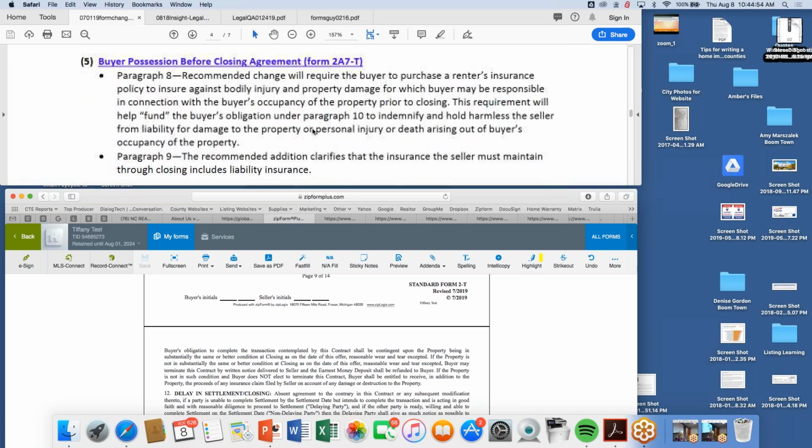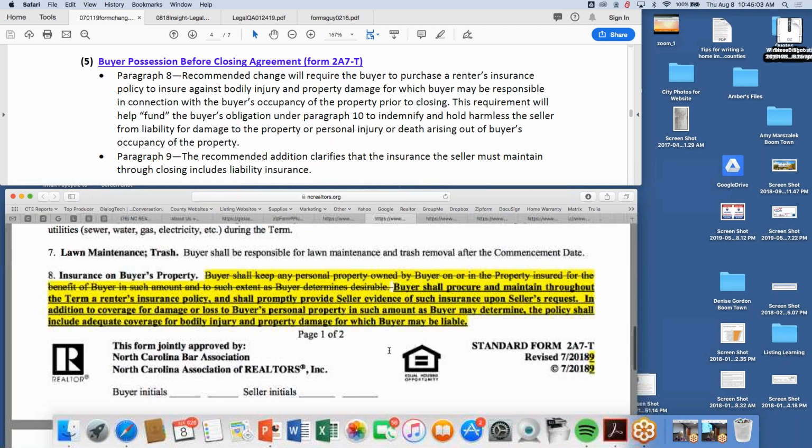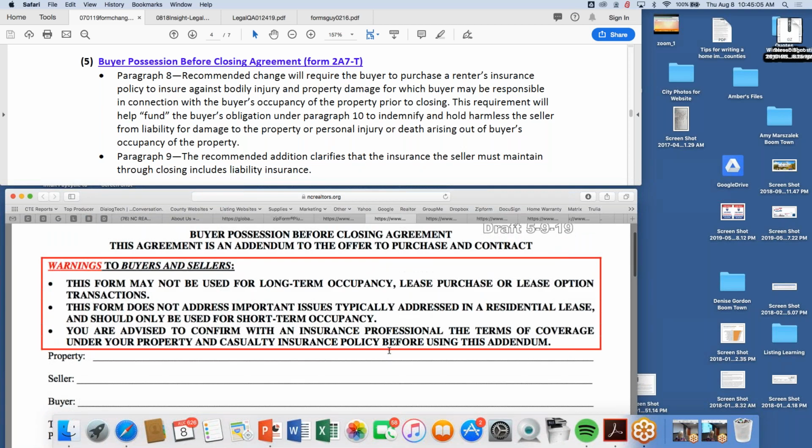Buyer possession before closing. This is where the insurance piece pops in. Let's see if this one actually went all the way through. I set this up last night to where we could easily pop into each, and for some reason the offer to purchase decided to halfway down disappear. So I always have to have a plan B. So, buyer possession before closing agreement.